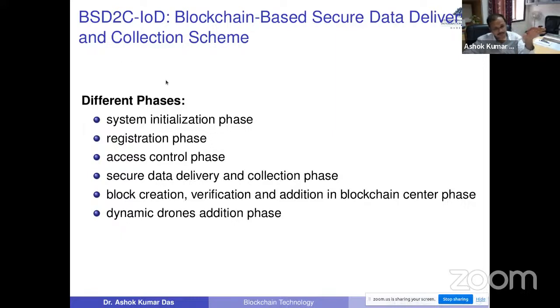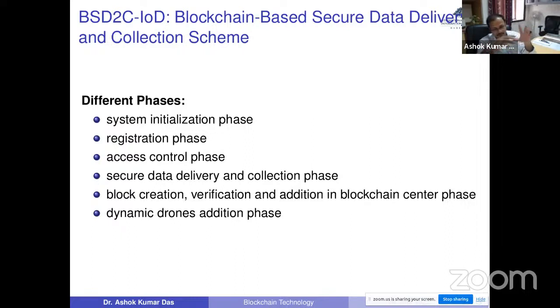So we have different phases. The purpose of the system initialization phase is to initialize the system-related parameters. Here we have used elliptic curve based cryptosystems, hash functions, all these things. Therefore, the registration authority will select collision-resistant hash functions, for example the SHA-256 hash algorithm, and non-singular elliptic curves, where you have a base point, etc. Then the registration authority generates its private and public key pair.